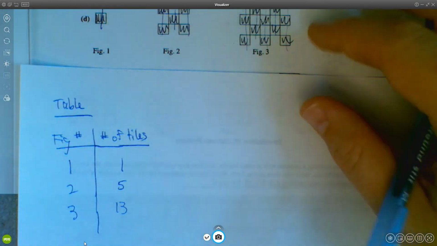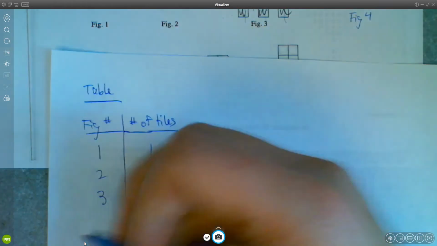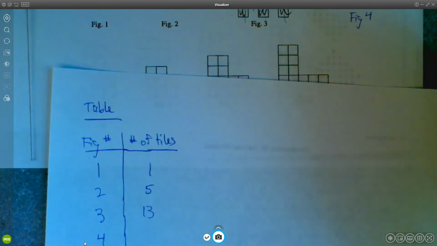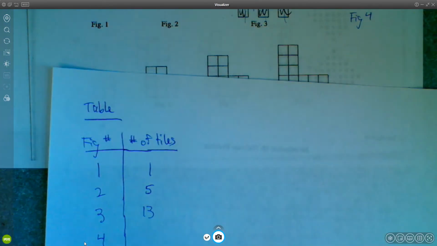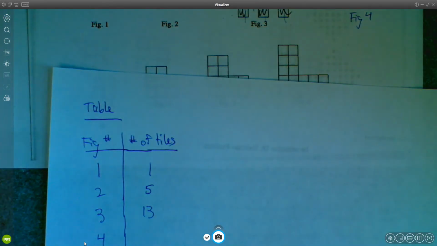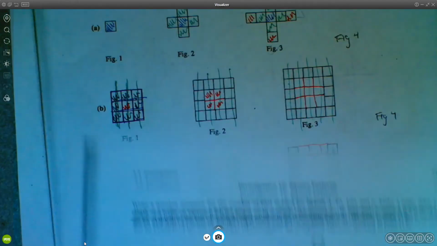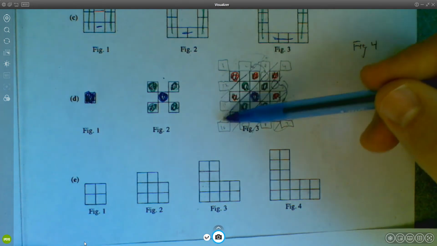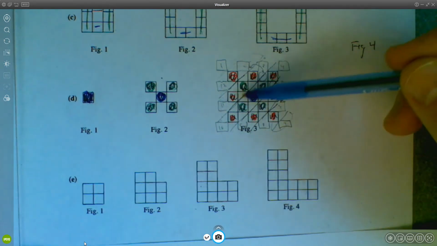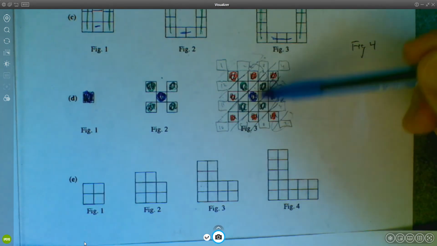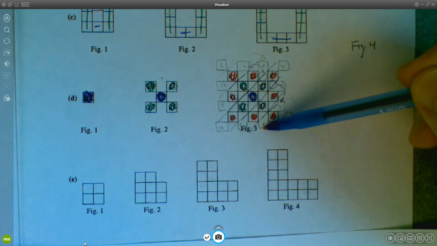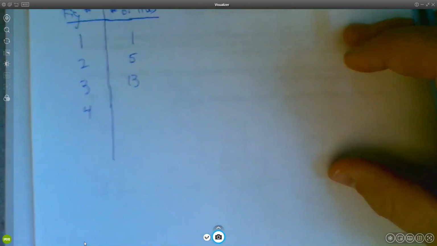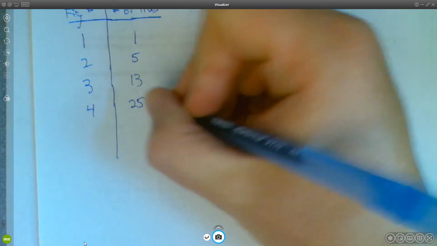And then from there we just kind of have to extrapolate what the number of tiles would be for the figure numbers, right? If our pattern is correct. Well, actually, I drew this out on another page, didn't I? So for figure 4, we could still count up the number of tiles. It's 1, 2, 3, ... 25. So it's 25 tiles on figure 4.